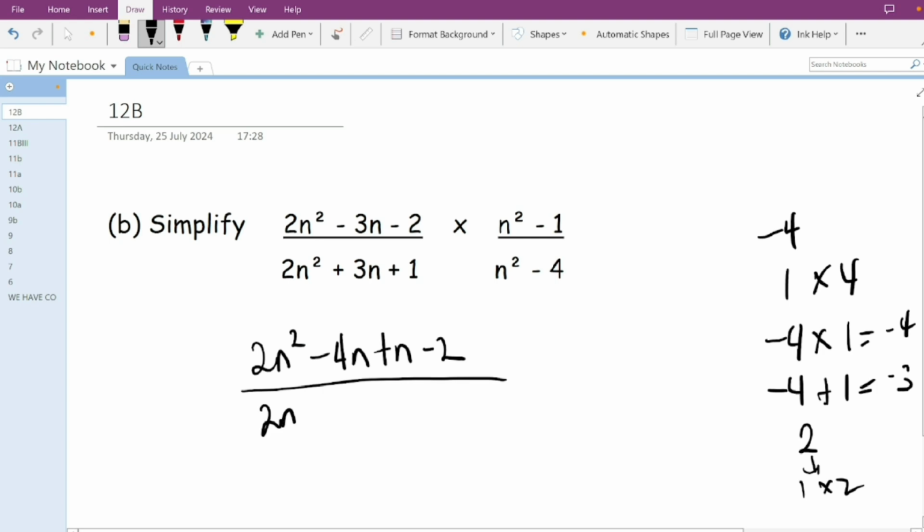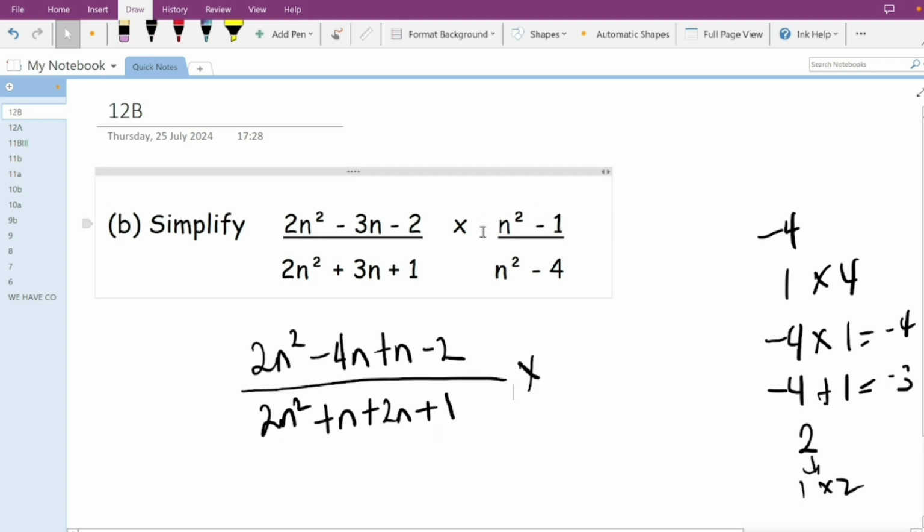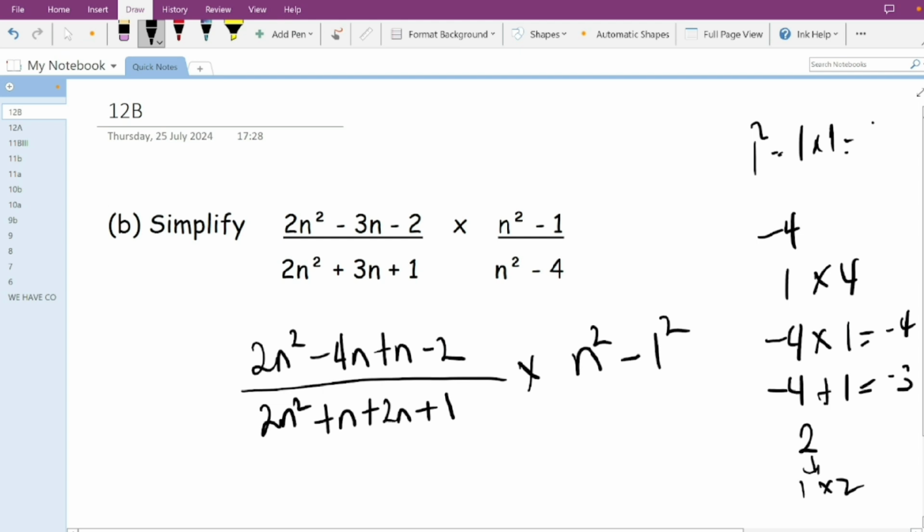So we have 2n squared. You still repeat this 2n squared, but you've broken down this 3n into 1n and 2n. So we have it as plus n plus 2n plus 1. Now let's create a difference of two squares here. So we have it as n squared minus 1 squared. Considering this 1 squared is just a technicality in this question, 1 squared is 1 times 1, it still gives you 1.